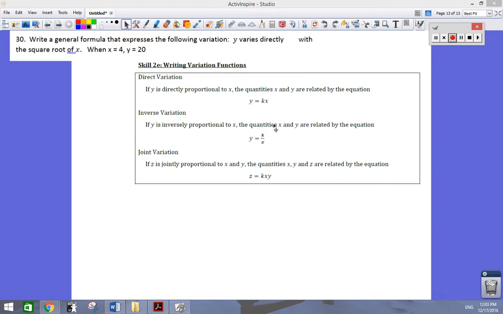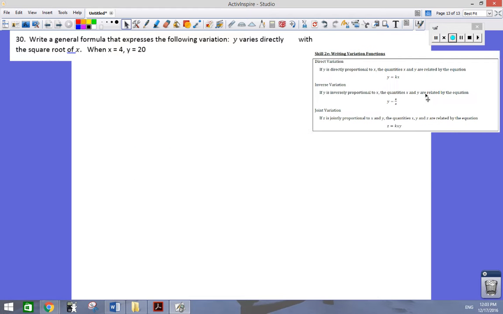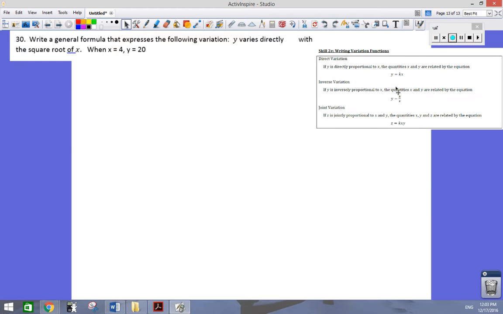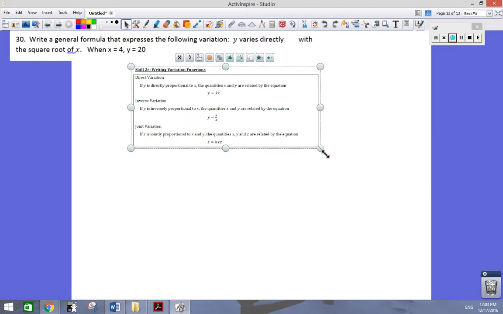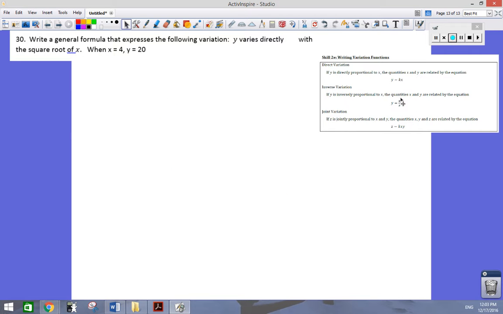When instead of multiplication, you think division, and joint variation, you think just like direct variation, only you have more than two variables. You have more than X and Y. You might have X, Y, and a Z. So it's important to know those and be able to apply those to a problem. So if you need to, pause the video and look at that, or go back and look at skill packet 2 to review that.